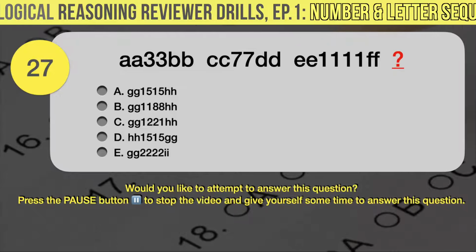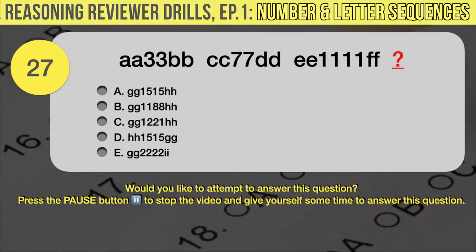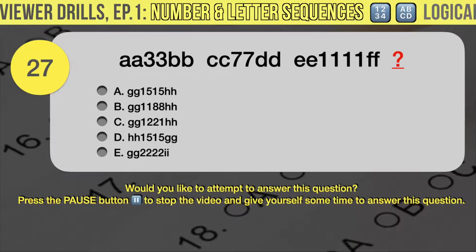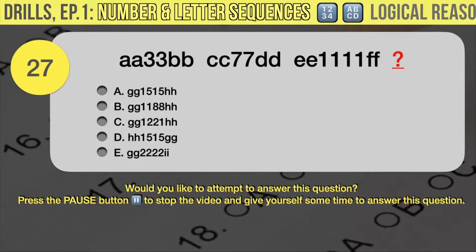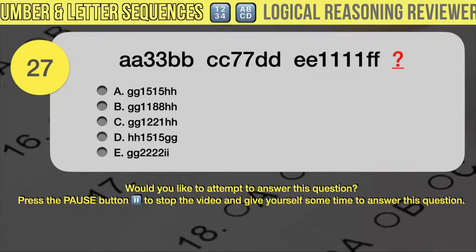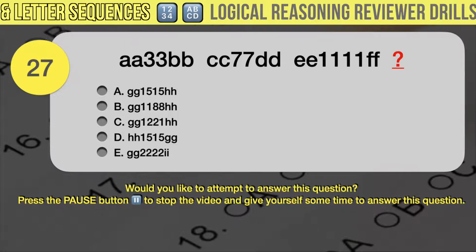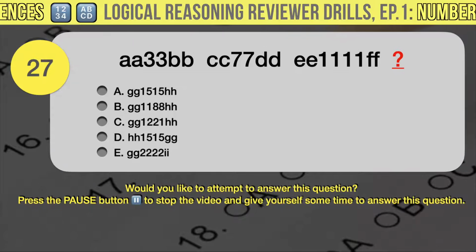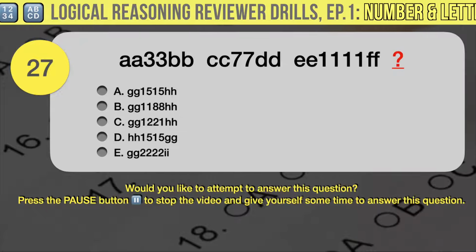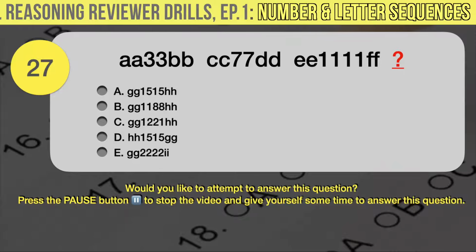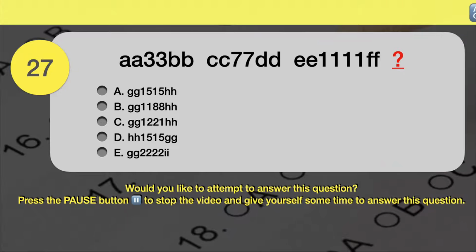Drill question number 27. Which letter number combination comes next in the following sequence? AA 33 BB, CC 77 DD, EE 1111 FF. Your answer choices are A. 1515 HH, B. 1188 HH, C. 1221 HH, D. 1515 GG, E. 2222 II. The correct answer is A.